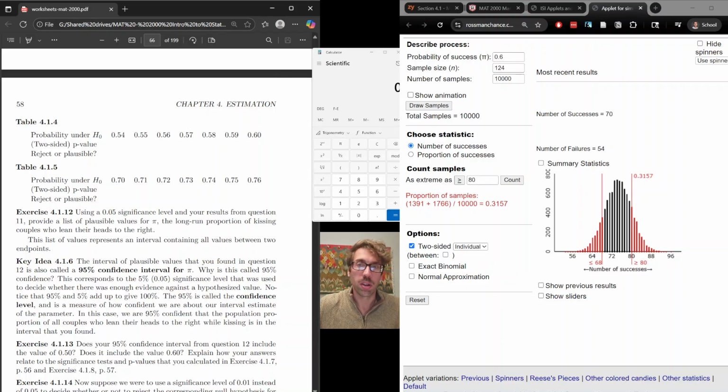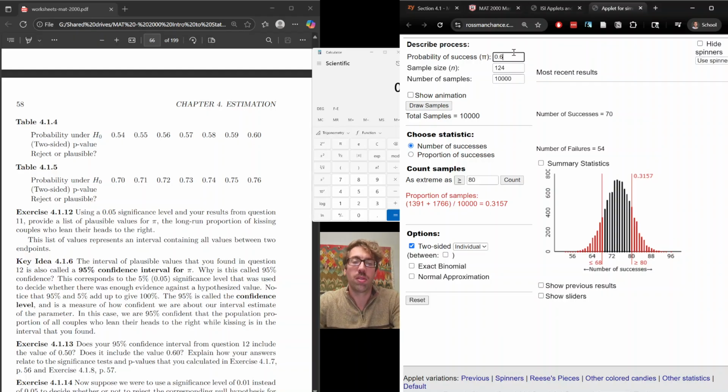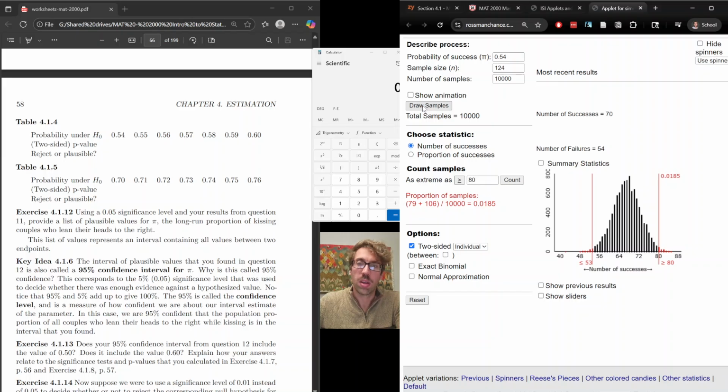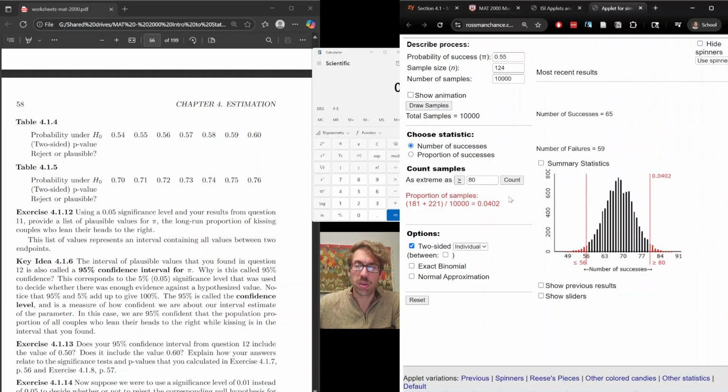So then you're going to do things like 0.54 and then draw samples, and then look at your p-value and then mark reject or plausible, maybe using an R or a P. And then 0.55 and then draw samples. There's a p-value, reject or plausible, and so on and so forth. So you just got to do this multiple times and fill out the whole table all the way there.